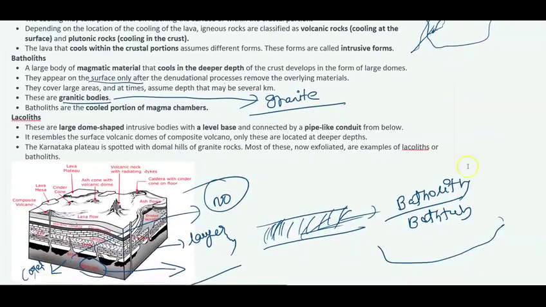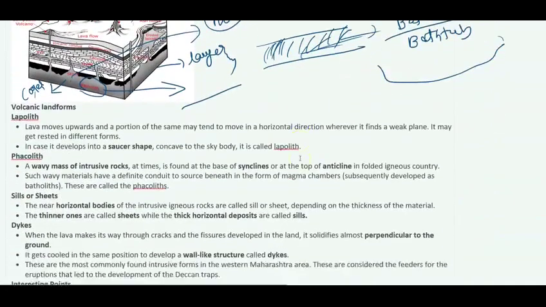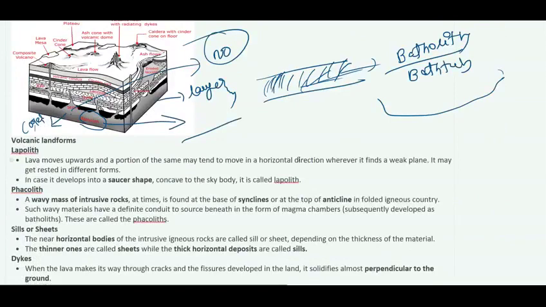Okay. Next, lapolith. Lapoliths are also horizontal. They move in a horizontal direction. I'll give you an example. Let us take this as the Earth's surface, and this is made up like this. Lapoliths are lava that moves upwards like this and moves in a horizontal direction wherever it finds a weak plane. Suppose it finds a weak plane, it moves like this and forms a horizontal body, just like a saucer.